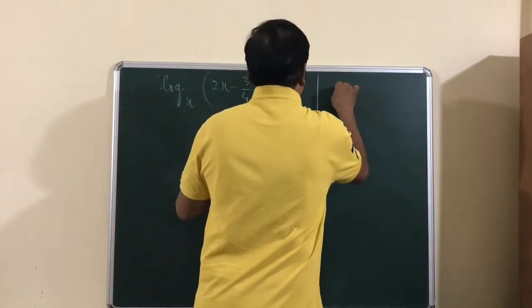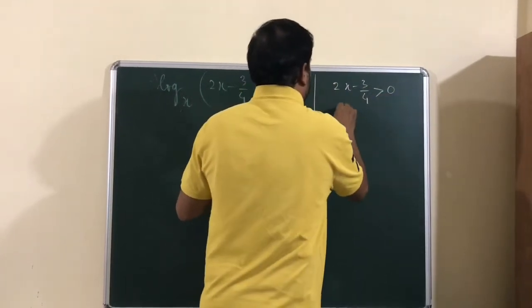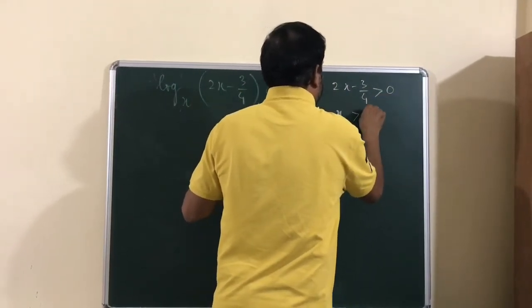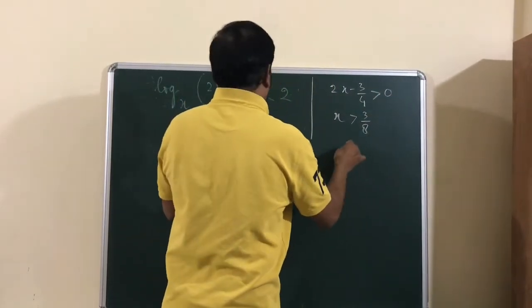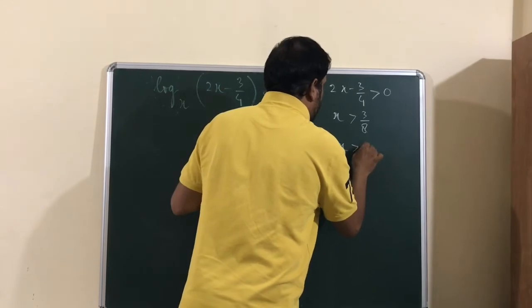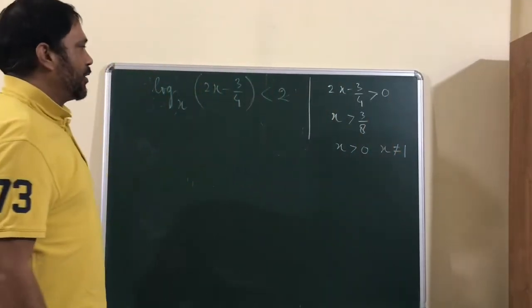First thing we'll write that 2x minus 3/4 has to be greater than 0. That is, x has to be greater than 3/8, as we bring 3/4 to that side. And the base will also require x greater than 0 and x is not going to be 1. So we can divide into two different categories here.